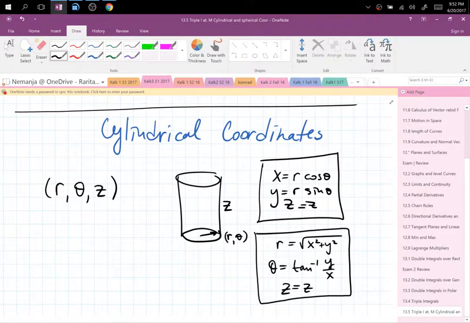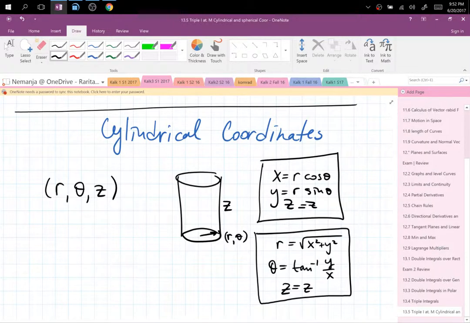Now we need to understand that these coordinates are not in competition with rectangular. They are there to supplement and simplify certain situations for us to integrate easier.